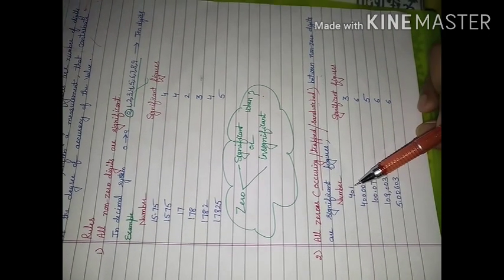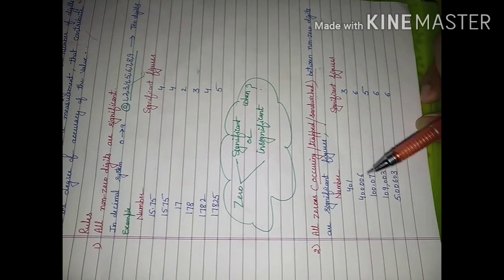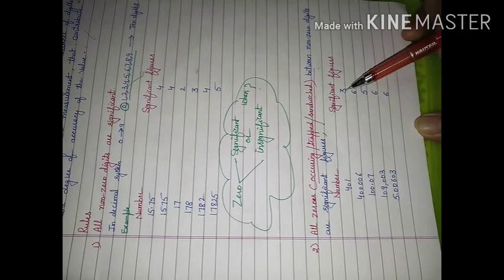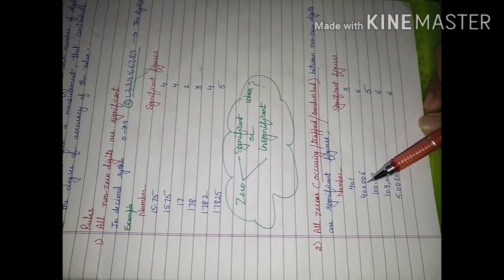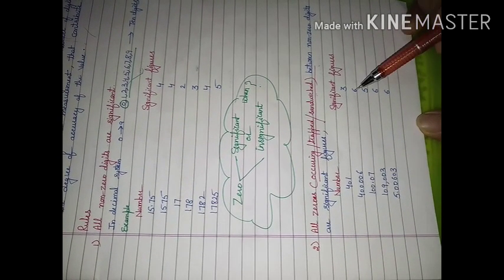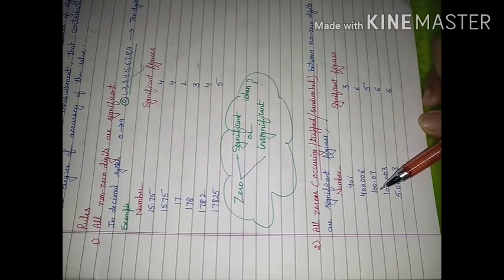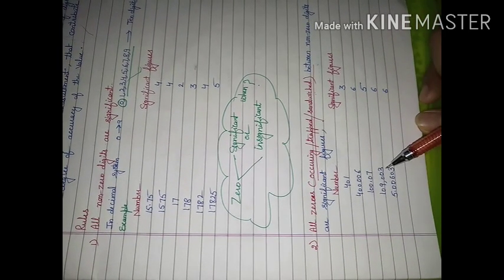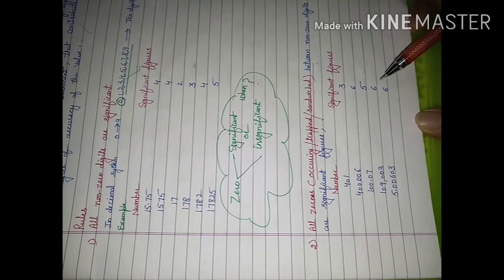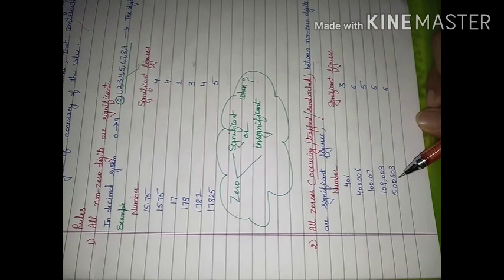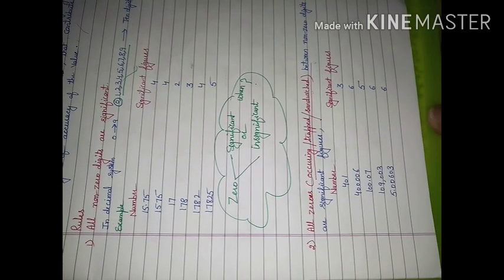So here the number of significant digits or figures will be 3. Here 6. Here 5. Here 6. Here 6.